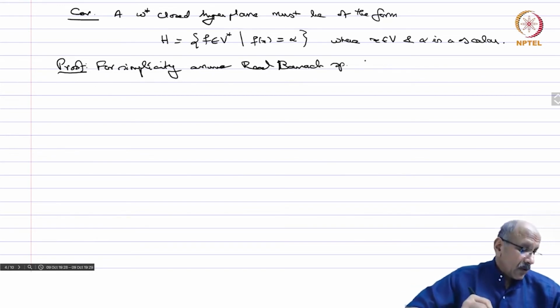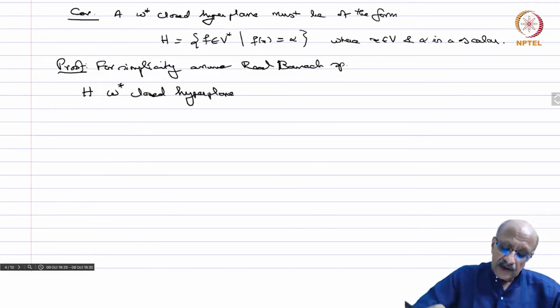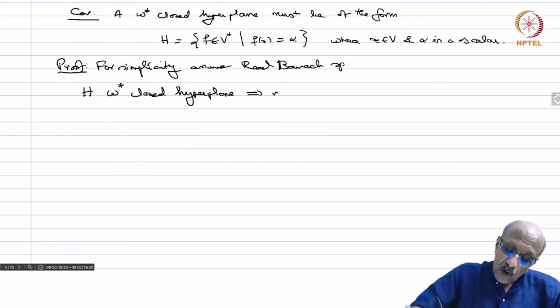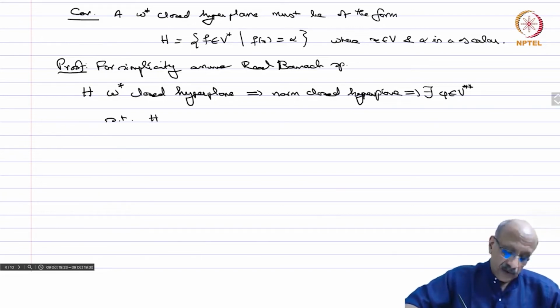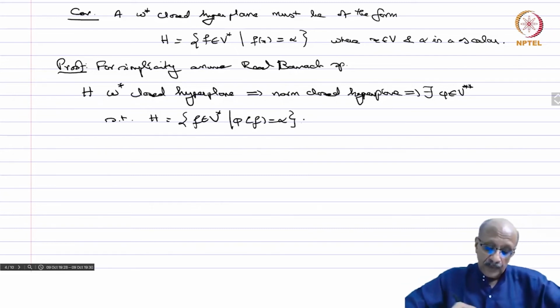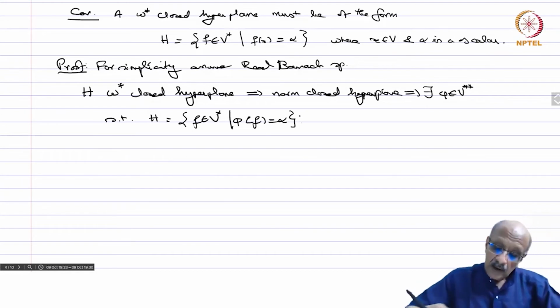Okay, so H is a weak star closed hyperplane. Weak star is contained in weak, which is contained in norm, so this implies H is a norm closed hyperplane, and that implies there exists a phi in V double star such that H equals the set of all f in V star such that phi of f equals alpha, because we know these are the only closed hyperplanes in the norm topology. Okay, so alpha is some real number.